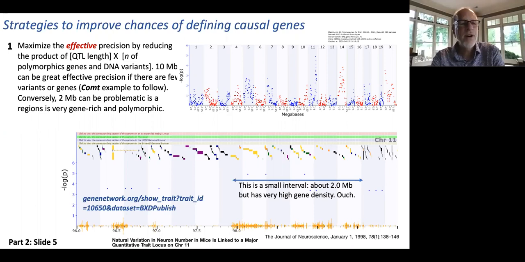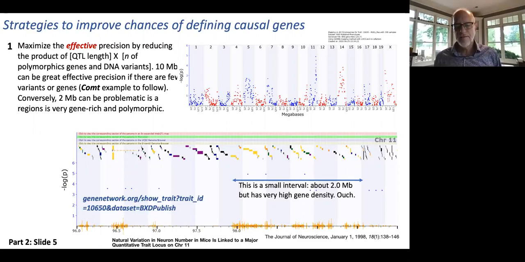Okay, so now on to part 2, which is strategies for getting to causal genes. And I think I have five recommendations, and at the end of this talk, it'd be great to add some recommendations because there's a lot of expertise here on the webinar, and I certainly do not have a monopoly on that expertise. It's just I really have been focused mainly on recombinant inbred strains.